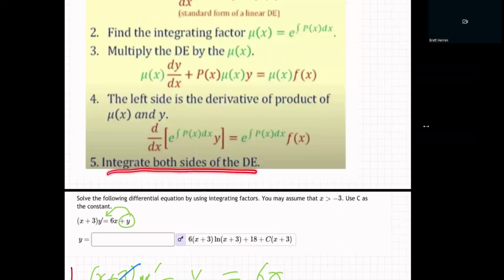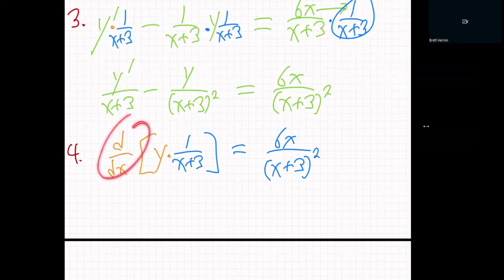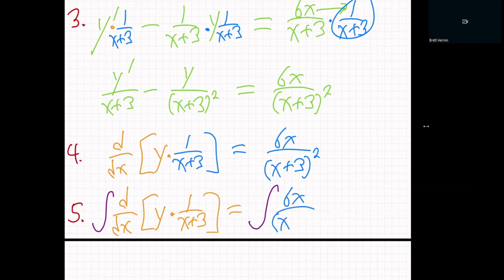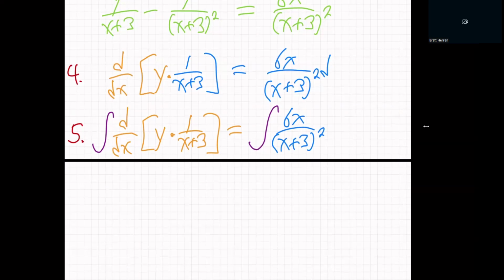And now step 5, integrate both sides. Why we wanted to write the d dx here is because now in step number 5, we're going to integrate both sides of this thing. The d dx of y, that was 1 over x plus 3. And this is 6x over x plus 3 squared dx. Whenever you do an integral, it has a dx operator at the back. Same thing here, dx.